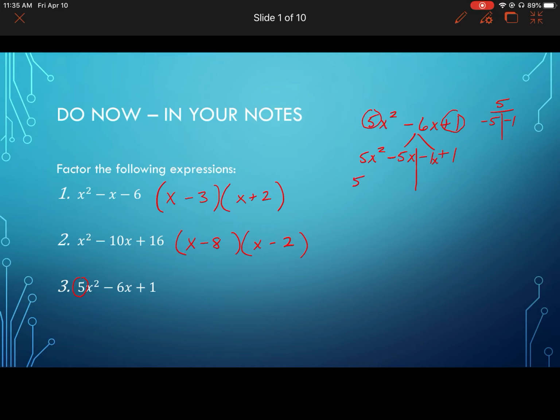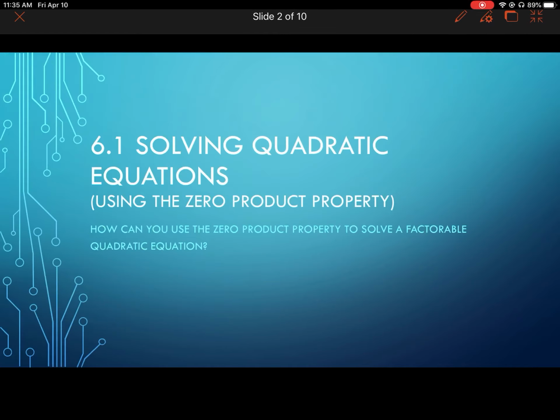So factor out the GCF on the left, leaving an x minus 1. And the only way to get an x minus 1 on the right is to factor out a -1. So the two factors would be x minus 1 and 5x minus 1. Okay, so hopefully that was pretty easy for you at this point after the last unit.